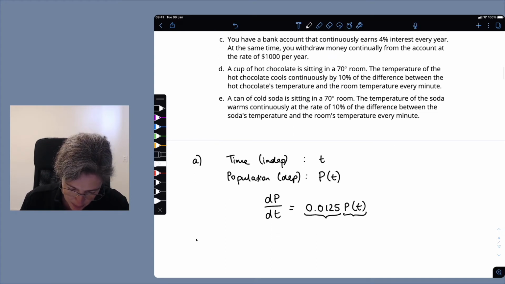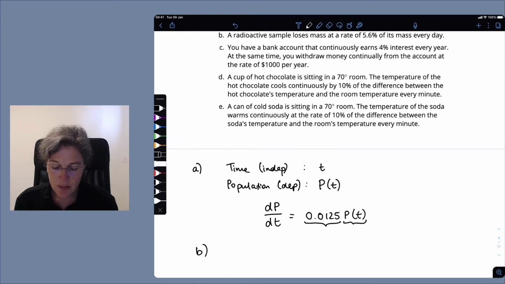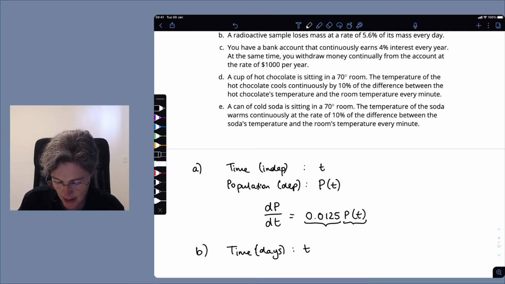How about B? B says a radioactive sample loses mass at a rate of 5.6% of its mass every day. Okay, so again, let's just make a note. We're going to measure time, and this is going to be time in days. I'm going to use the variable t, and I'm going to say our mass, and we don't know what it's measured in, that doesn't matter, I'm going to use the notation m(t).